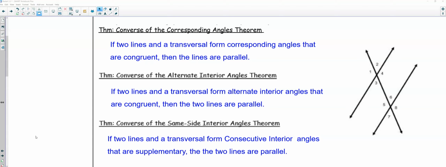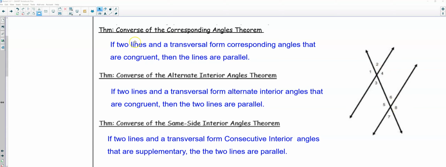Before, the theorem said, for example, in the corresponding angles theorem, that if two lines that are parallel are cut by a transversal, then the corresponding angles were congruent. For example, corresponding angles will be angles 2 and 6, angles 1 and 5, 4 and 8, in this case, and 3 and 7. Those are corresponding angles, and if the two lines were parallel, then those corresponding angles would be congruent.